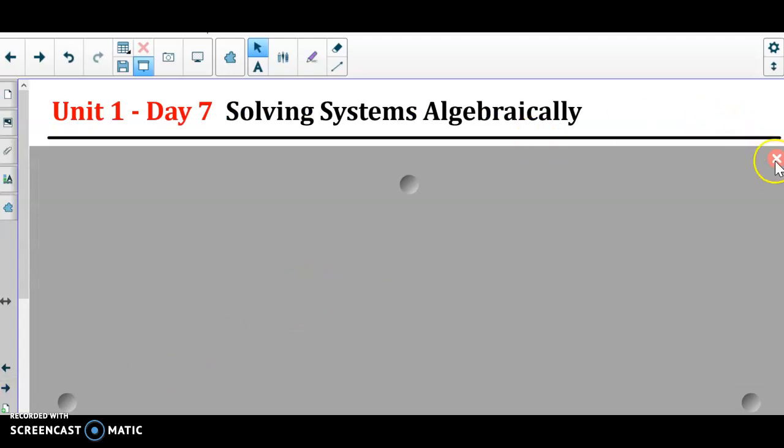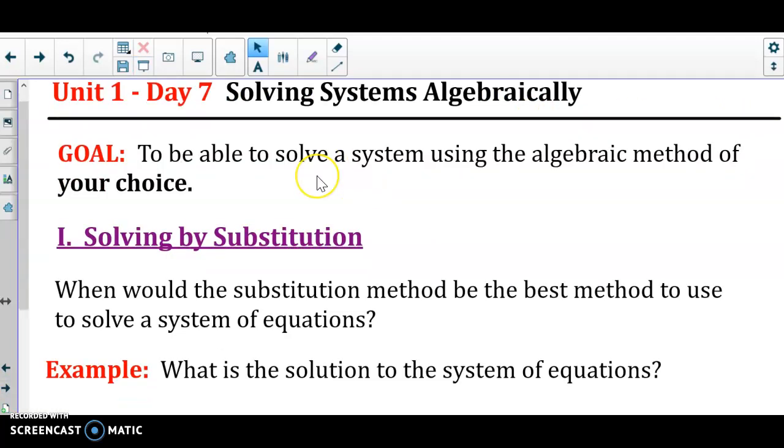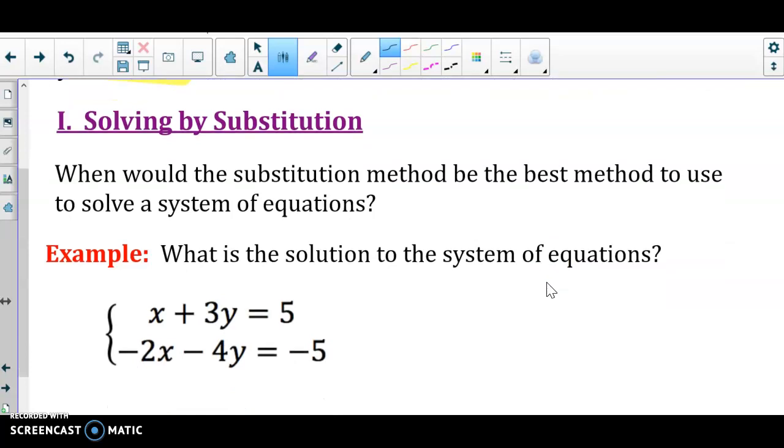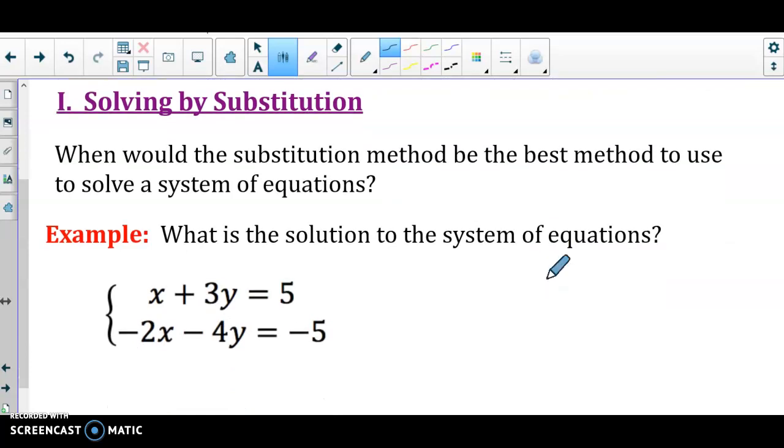Starting off with our example here, you're going to have to be able to solve the system using algebraic methods of your choice often, but you need to be comfortable with both. So that's why we're going to show an example of each of these and then see where we get to from that. Okay, so solving by substitution. Well, when would you use the substitution method? Well, when something is pretty much already isolated for one of the variables.